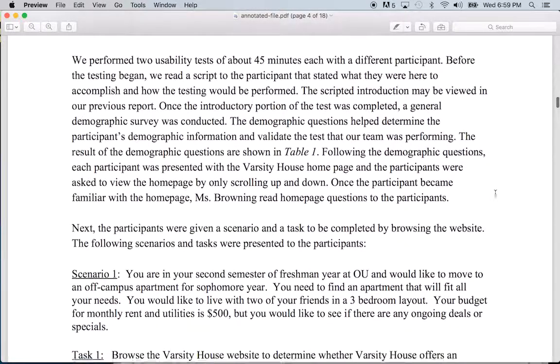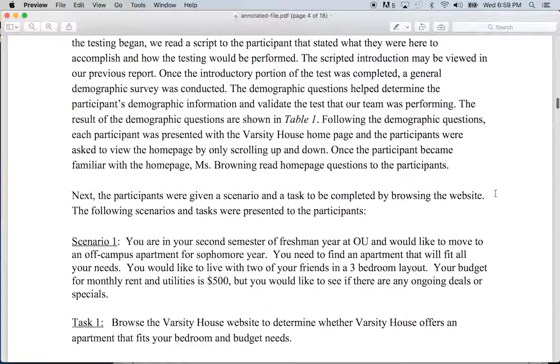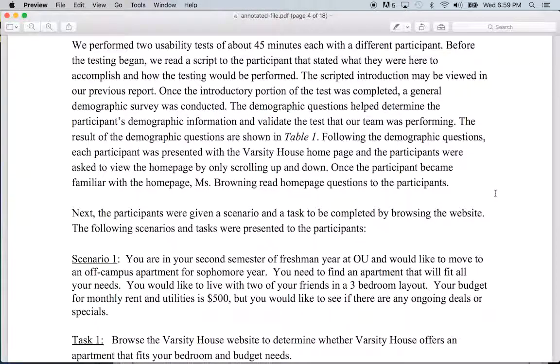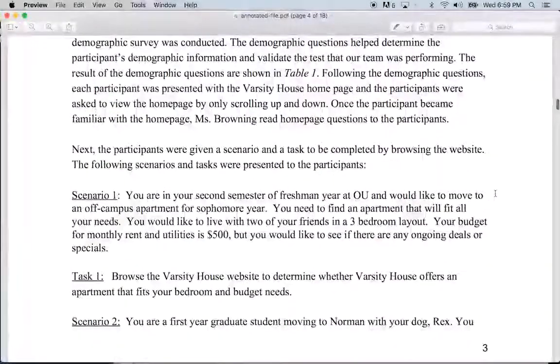We performed 2 usability tests of about 45 minutes each with a different participant. Before the testing began, we read a script to the participants that stated what they were. So I want the actual script. They didn't actually give it to me. They just described what was going on. Give me the actual script. The script and introduction may be viewed in our previous report. If you don't want to include it in the body report, include it in appendix. The scripted introduction may be viewed in blah, blah.